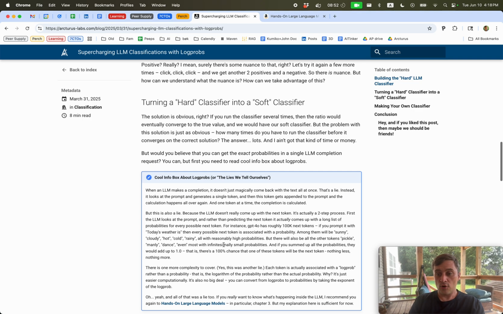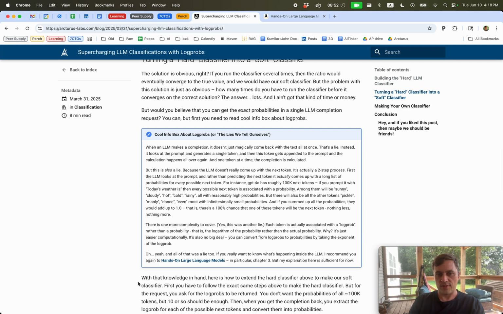Here's how. First of all, you've got to know what logprobs are. And so that's what this little box right here is. Effectively, we tell ourselves lies. We say that large language models take an input prompt and return text. It's true, but really, it returns one token at a time. And actually, for each generation, each token, it's not just returning the text. The model is actually calculating the probabilities of all of the possible tokens, and so you can use that.